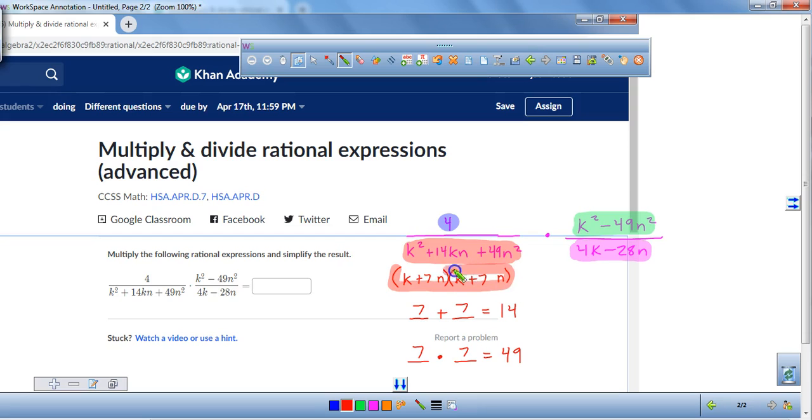Right there. All right, there you go. There's the correct factors.